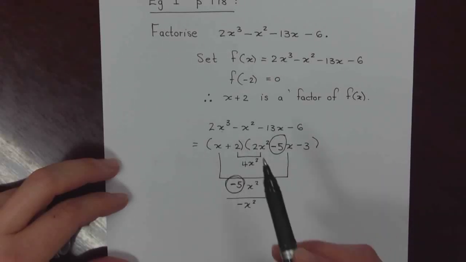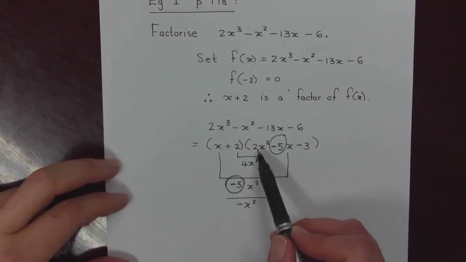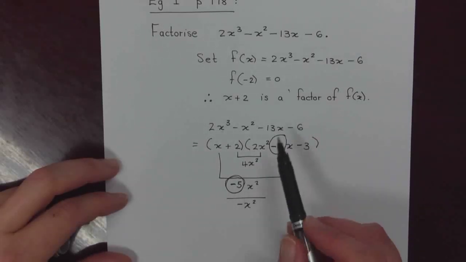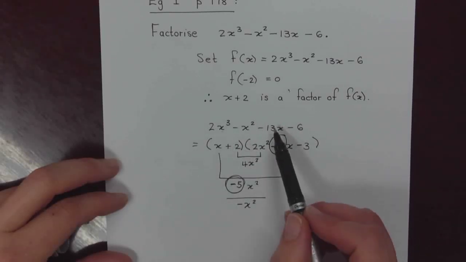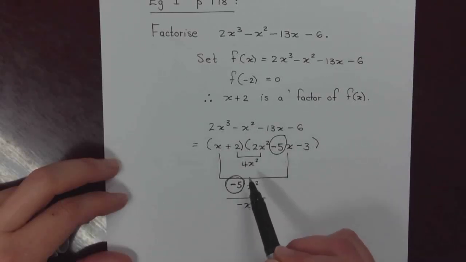Now, this means that that factorized gives me x plus 2, and then the quadratic trinomial is 2x squared minus 5x minus 3. Now, a lot of people worry about that minus 13x, going, how are you sure that this times this is going to give me that minus 13x? And I can show you. If it works for the x squared, it automatically works for the x, and I can prove that to you.